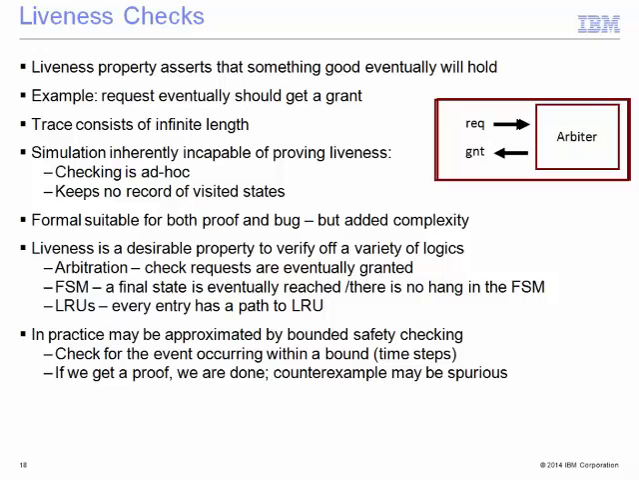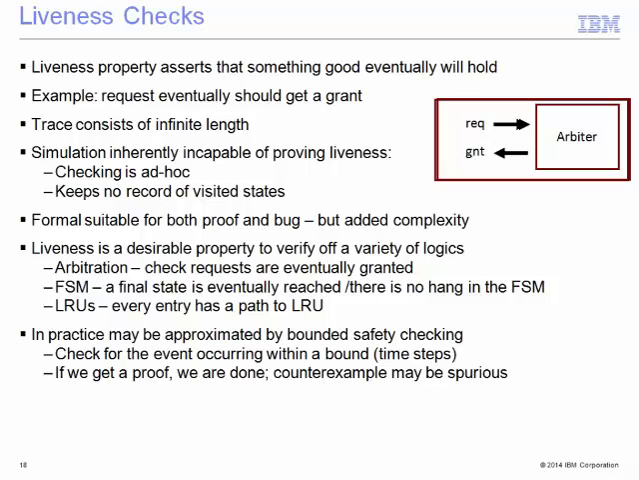Another very typical application is for the least recently used algorithm in the cache replacement policies. There we need to check that every entry eventually does become LRU. So it's not that some entry is not becoming LRU at any time in the future. These are the kind of checks we have been doing, and we have found quite a few hangs with the liveness checking.